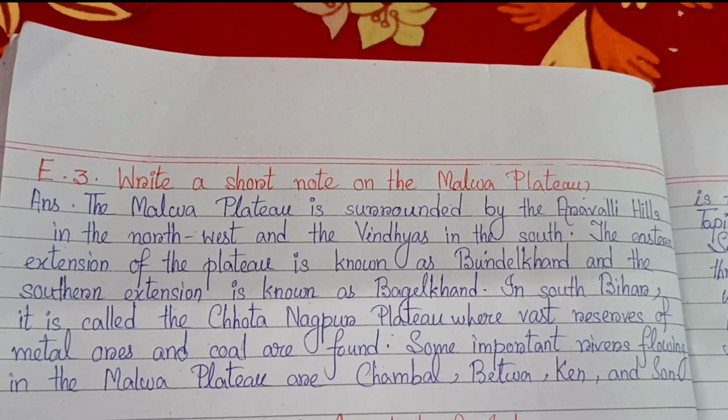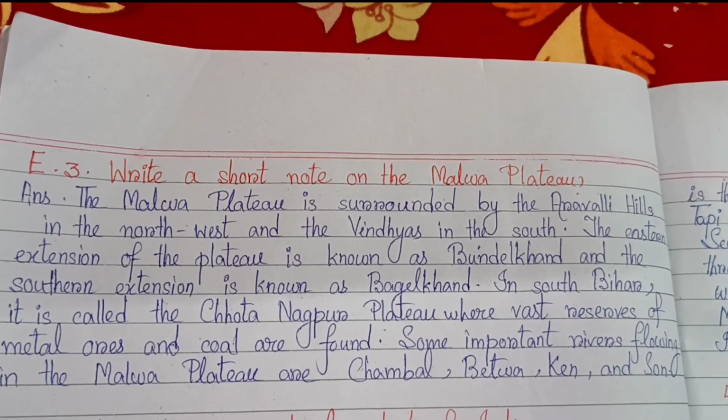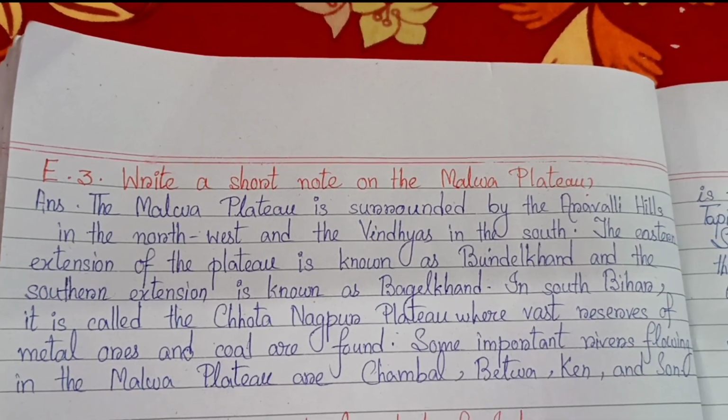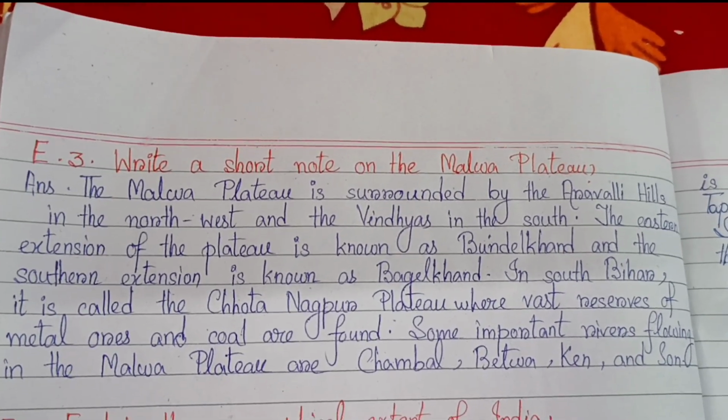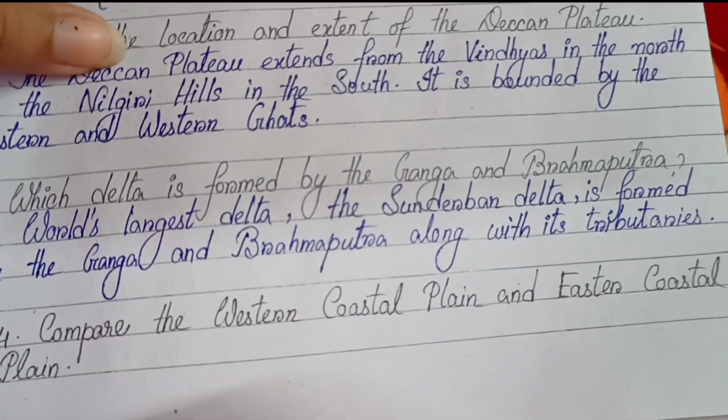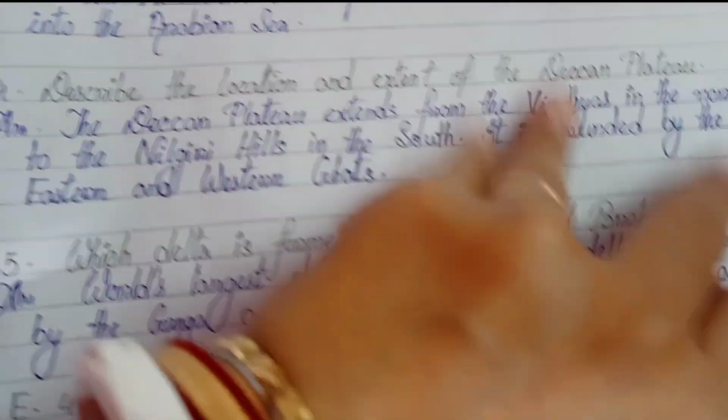vast reserves of metal ores and coal are found. Some important rivers flowing in the Malwa Plateau are Chambal, Betwa, Ken, and Son. Next, compare the western coastal and eastern coastal plain.